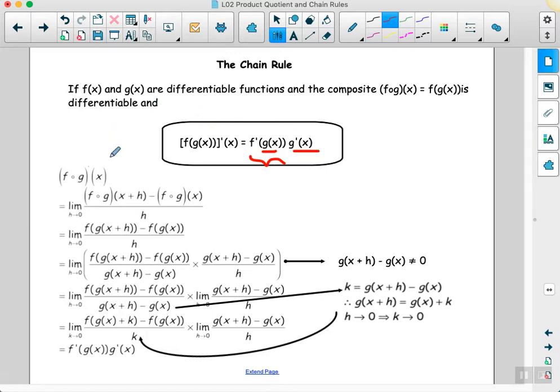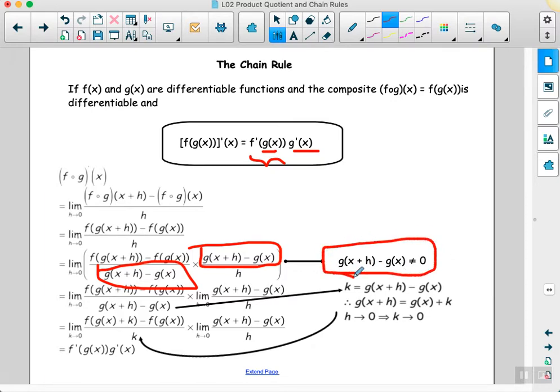So, first principle definition, we want to do the composite at x plus h and the composite at x. So that's going to give us f at g at x plus h minus f at g at x, all divided by h. And what I want to do now is multiply by 1 in this form. That divided by that is 1. And I am going to have to make this presumption, though. I cannot allow that to be 0 because 0 over 0 is not defined. So as long as this isn't 0, our proof is valid.